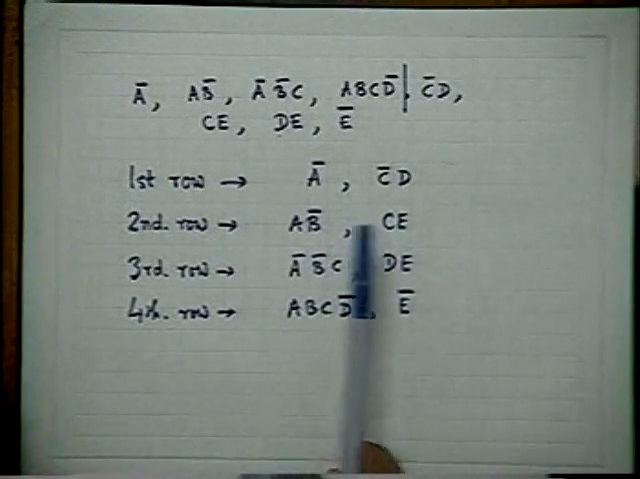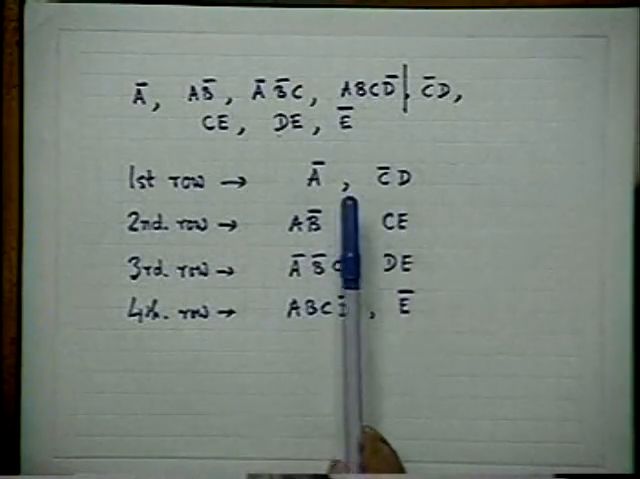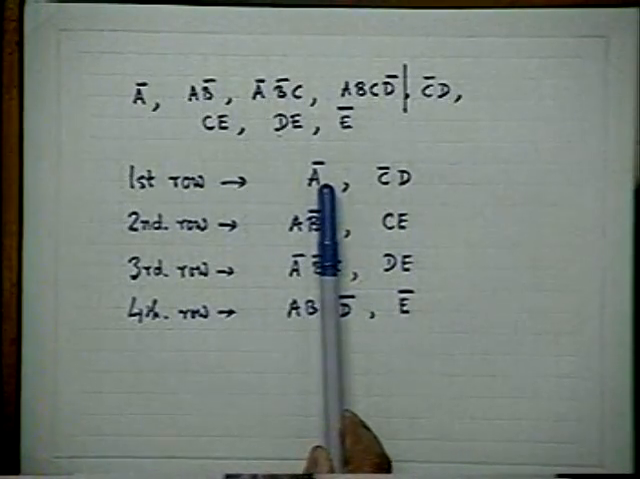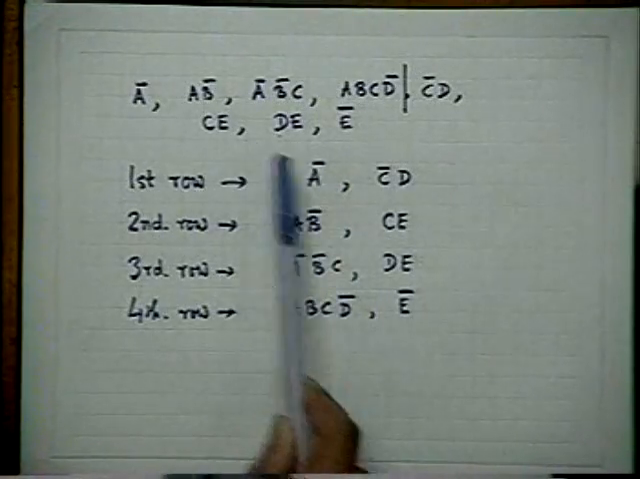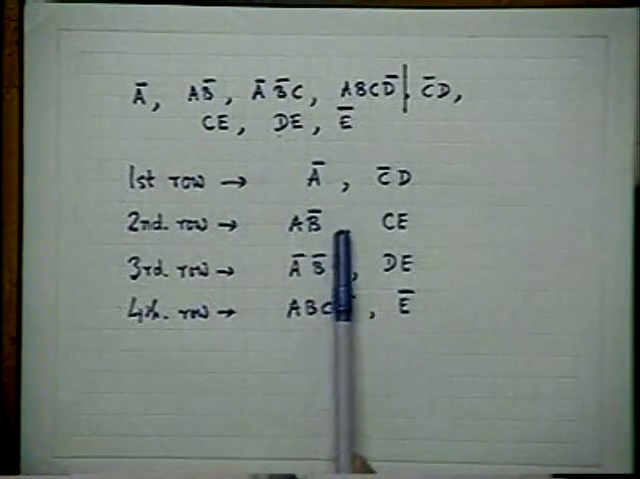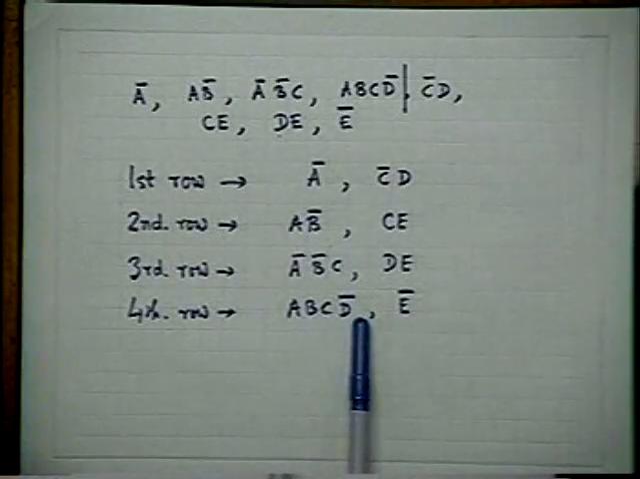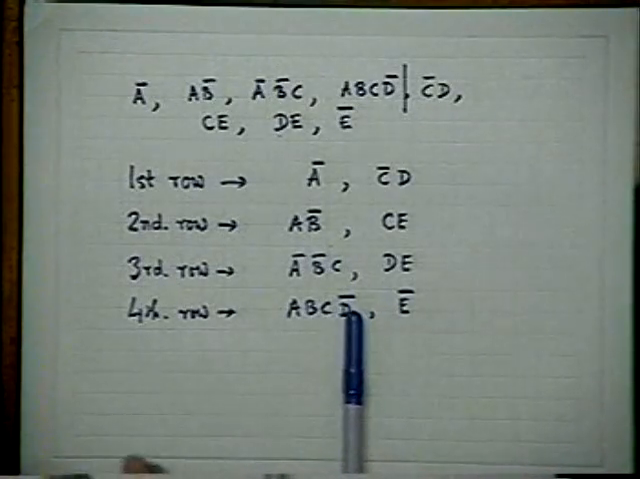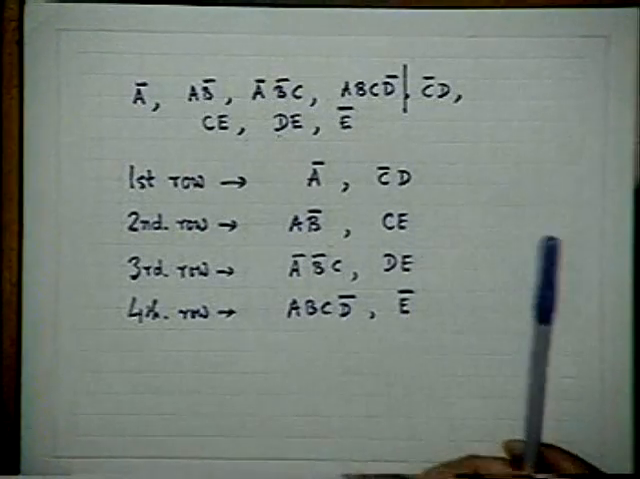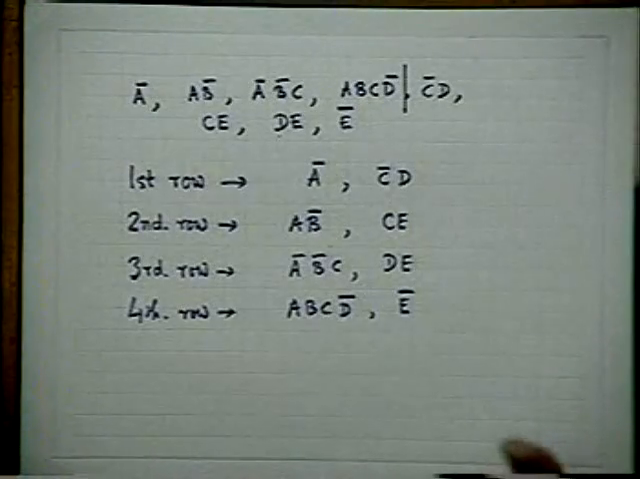What I really want to do in this particular case is produce the four functions A bar, A B bar, A B bar C and A B C D bar in the left hand plane, in the left side, and C bar D, C, D, E bar in the right side, and correspondingly I will put the OR planes on either side.